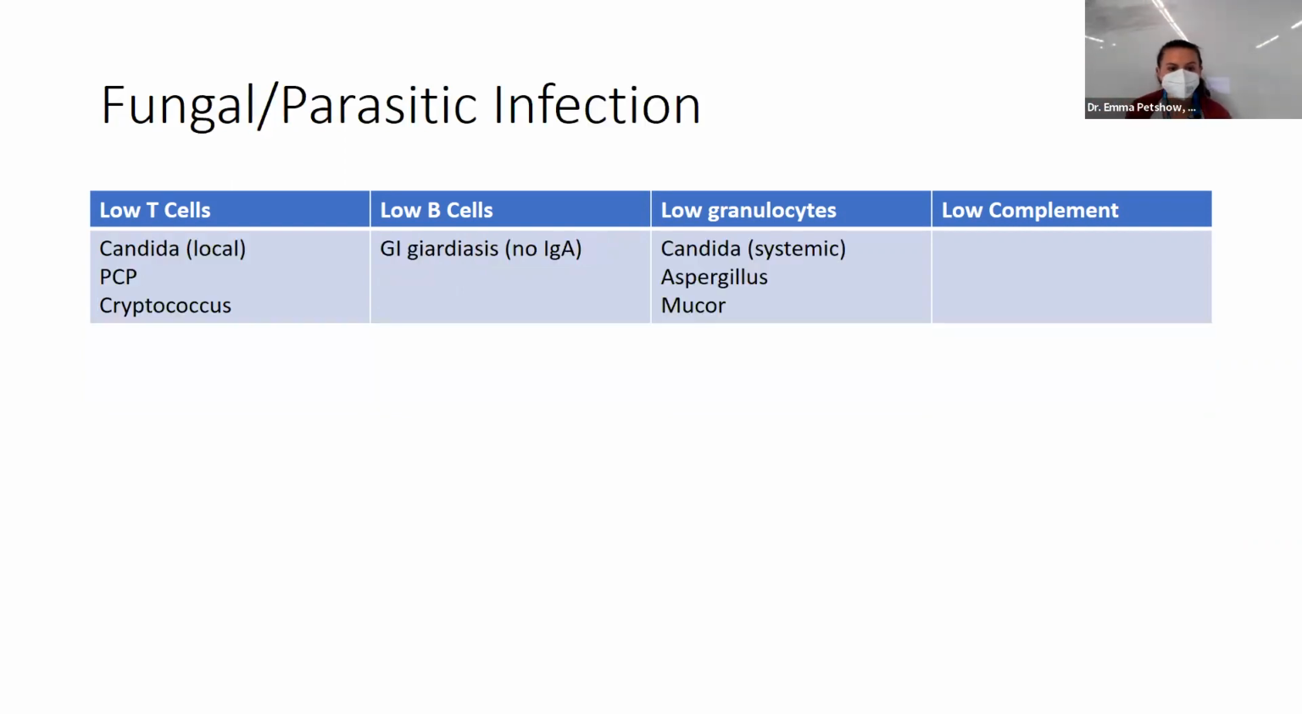Fungal or parasitic infections. The ones on your list to know would be Candida and Cryptococcus, low T cells; Giardia, low B cells; Aspergillus, low granulocytes. The others, PCP and Mucor, are not on your list.